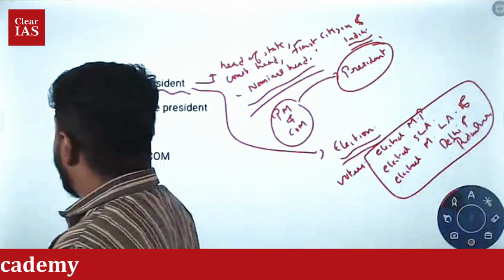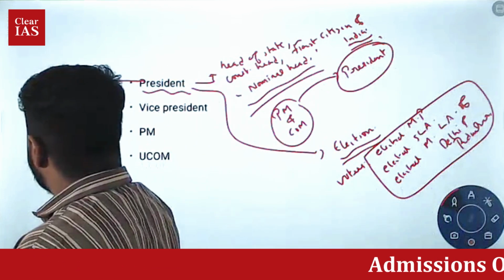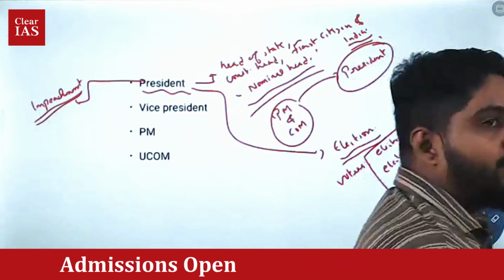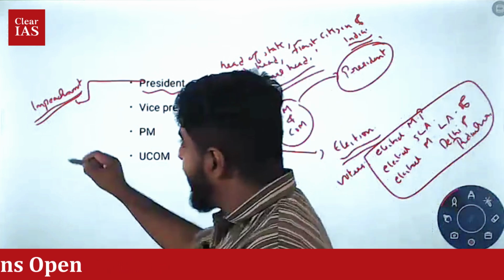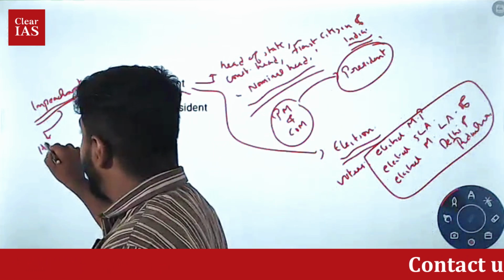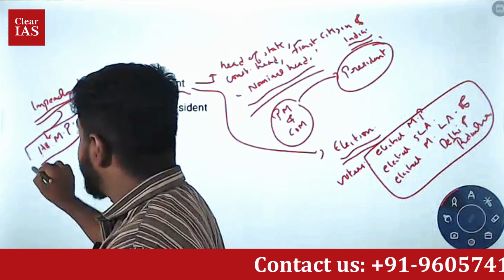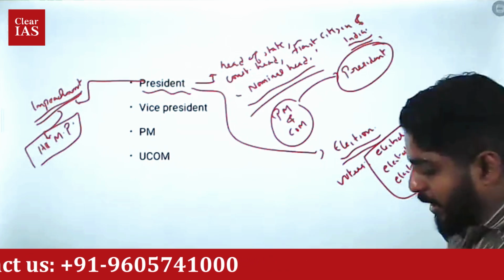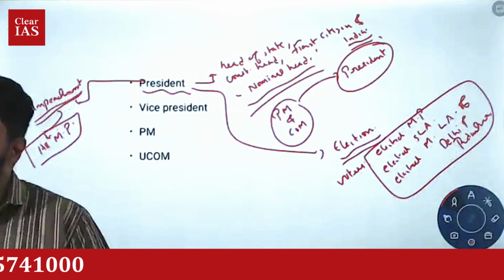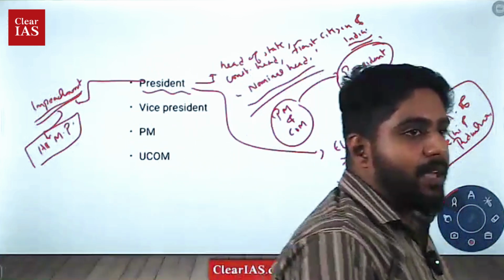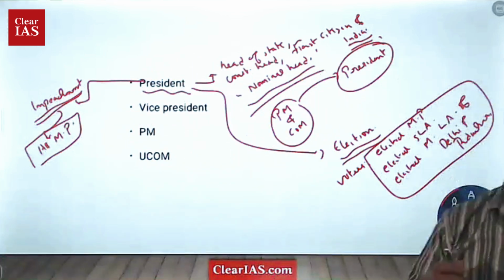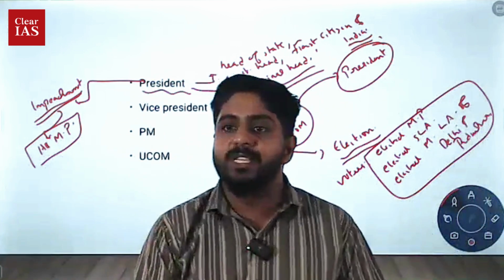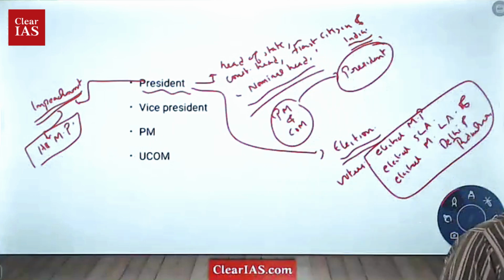The removal of the President of India is known as impeachment. In this impeachment process, all members of Parliament can participate. In the election process, it was only the elected members of the Parliament, the elected members of the State Legislative Assemblies, and the elected members of the Union Territories of Delhi and Puducherry. Now, in the impeachment process, all the members of the Parliament can participate.